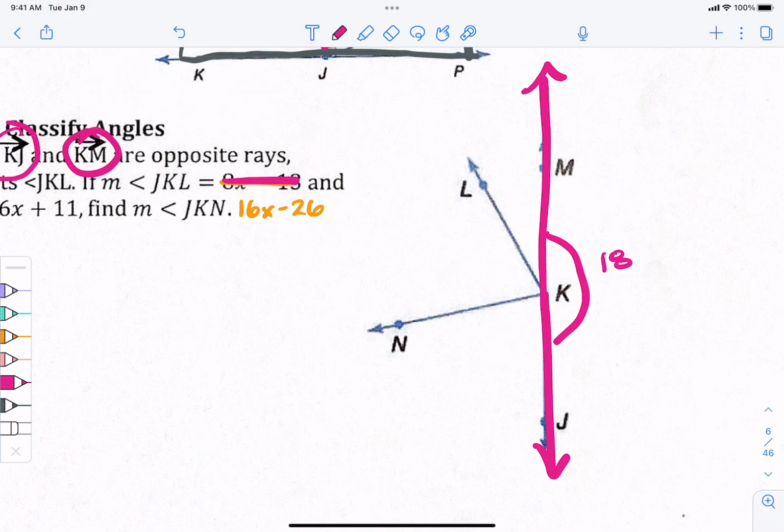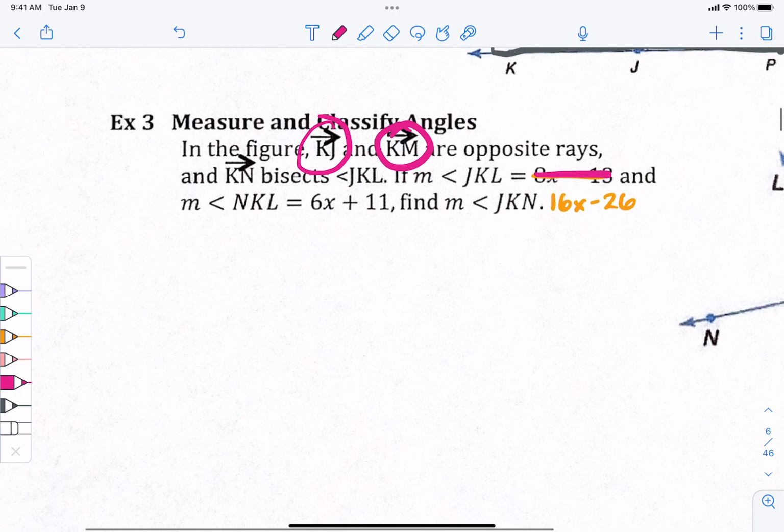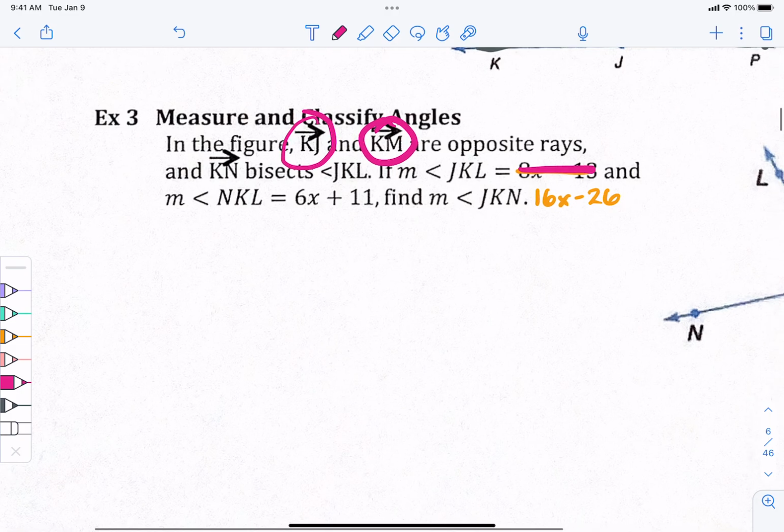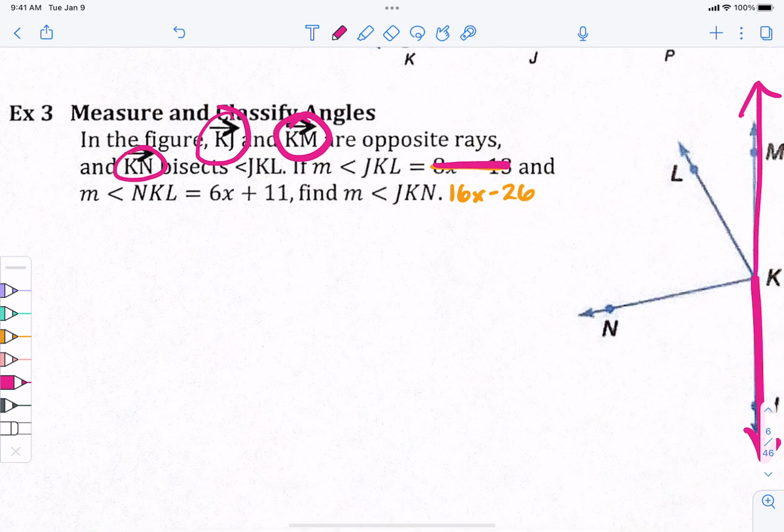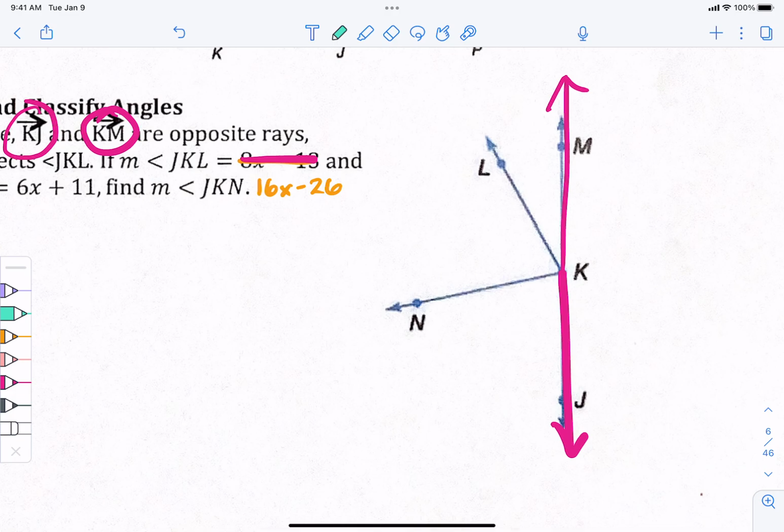Right, exactly. Okay, so those two are opposite from each other. Great. It says, here is the most important thing. You have to remember what this means. KN is this guy right here, and he is what they call bisecting. He's a bisector. He bisects JKL.